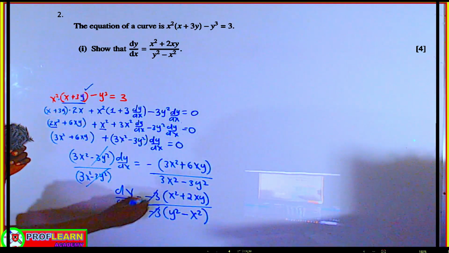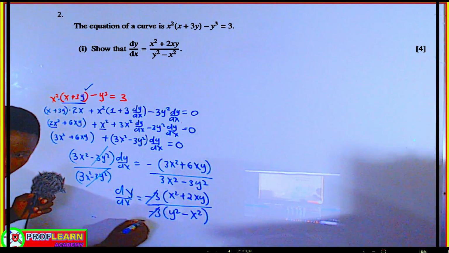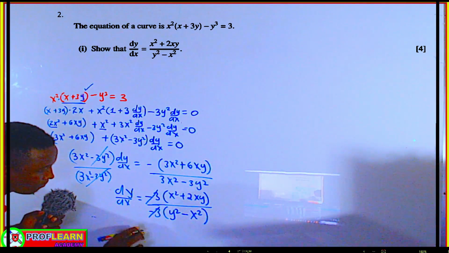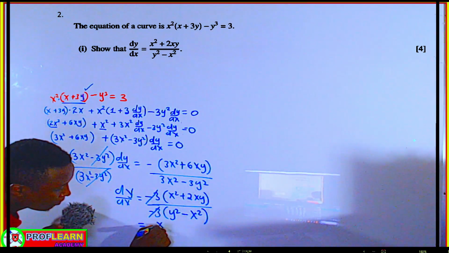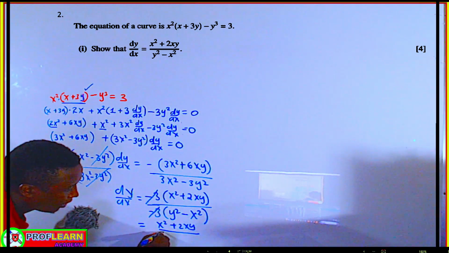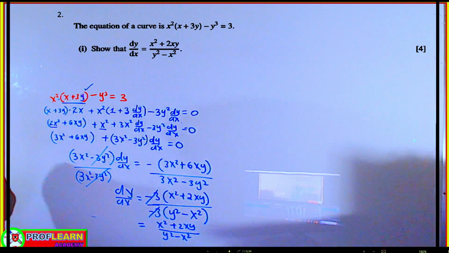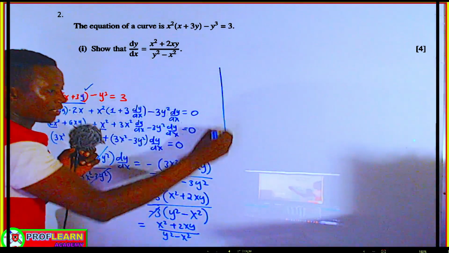So this one and this one are going to cancel, and finally our expression remains the way we are told to give it. We are supposed to have our expression equal to (x squared plus 2xy) over (y squared minus x squared). Hence we have shown what we were supposed to show in that case.